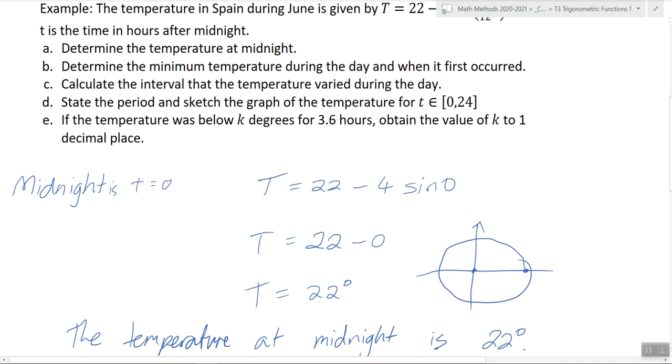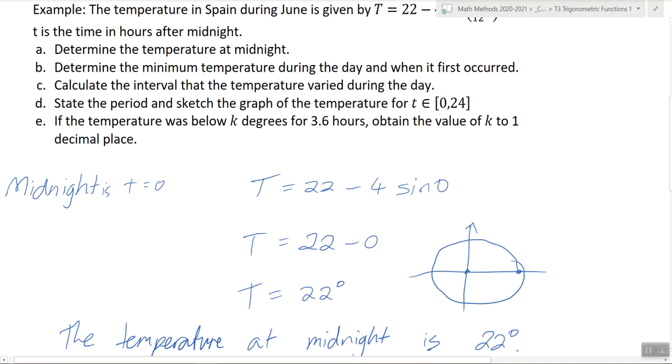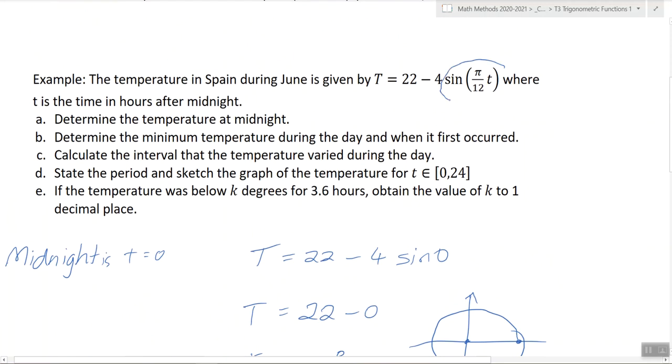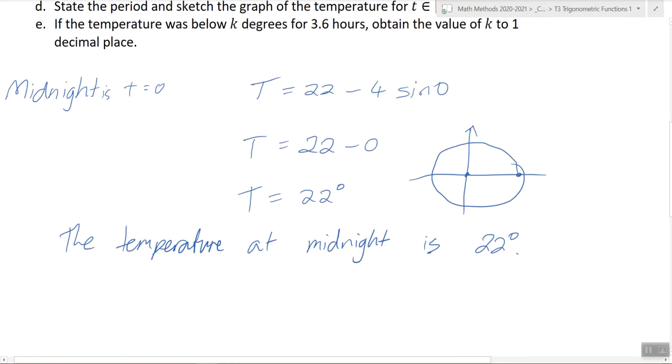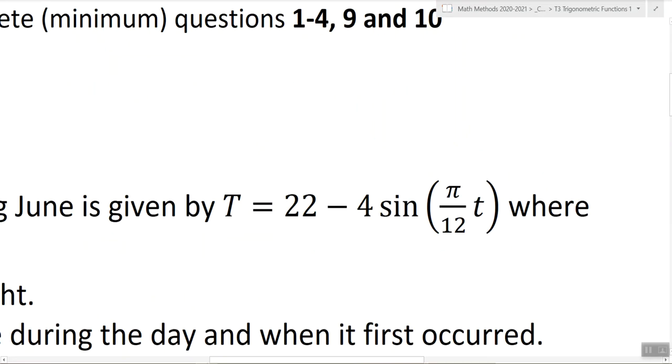If we're looking at minimums and maximums, we are just looking at this part of the function. We're not looking at the vertical shift, and we're not looking at the amplitude. So this part, part B, sine of pi over 12 t. We want this to be the lowest, right? So you want 22 minus this at the maximum.